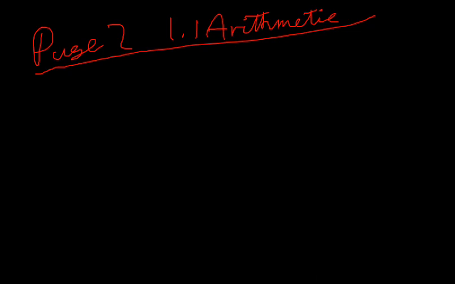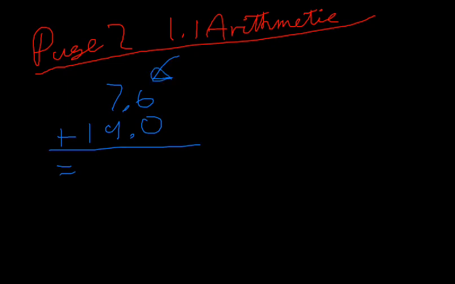Let's start by doing example A, which is 7.6 plus 19.0. And that's going to equal... Okay, so first we add this up. First we add that up, that's 6, put the decimal point there. 7 plus 9 is 16, put 6 there, carry the 1. 1 plus 1 is 2, so 26.6. That's example A.